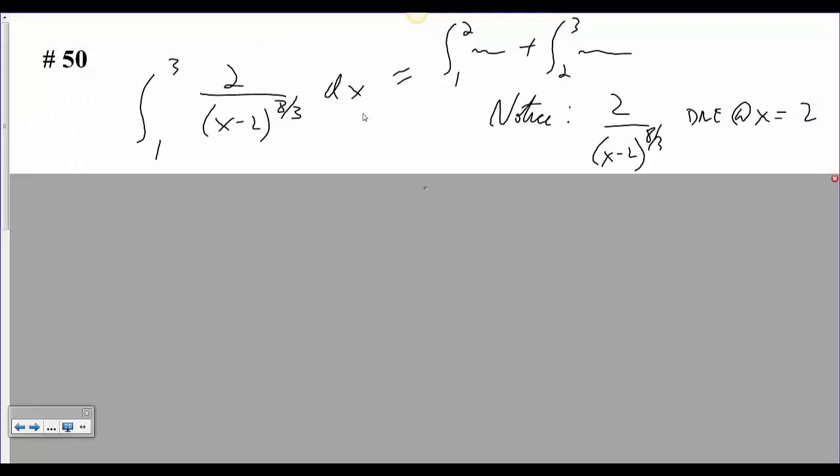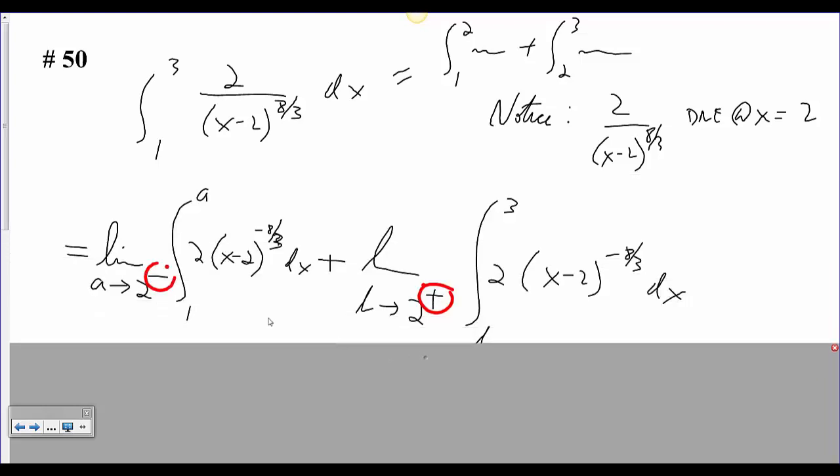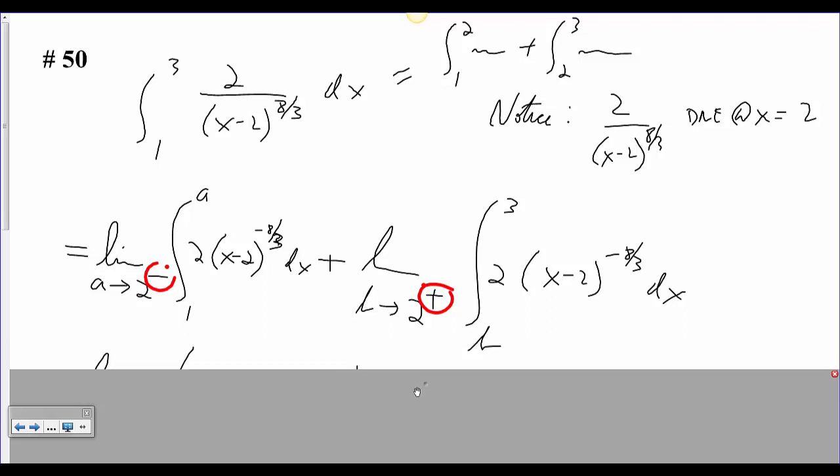We split it into two integrals, one from 1 to 2 and the other from 2 to 3. Because the integrand doesn't exist at 2, we're going to have the limit as a approaches 2 from the left, because we're between 1 and 2, on the left side of 2, and we replace that 2 up there by a. Plus the limit as b, and you do have to use a different variable because they're approaching different quantities. So we replace the 2 here by b, and now we're between 2 and 3, so we're on the right side of 2.